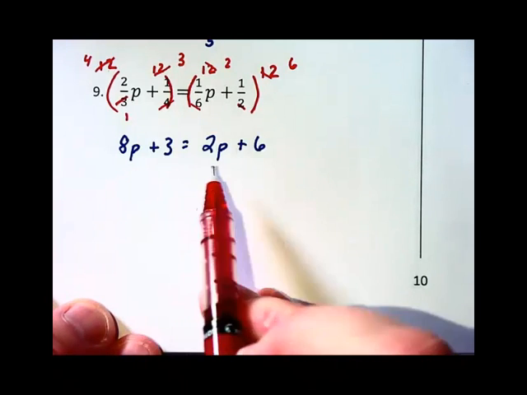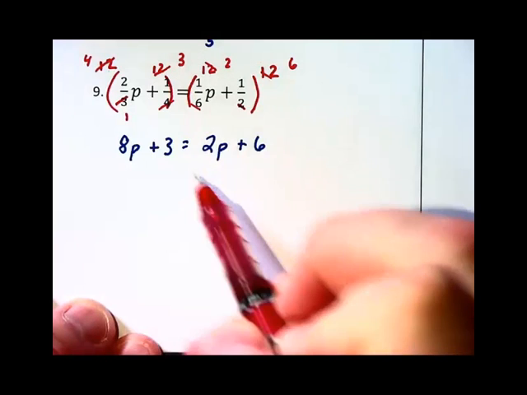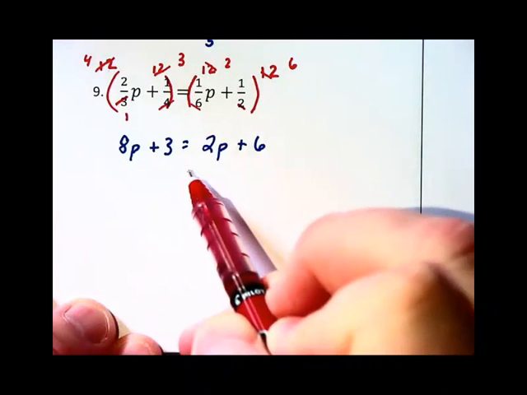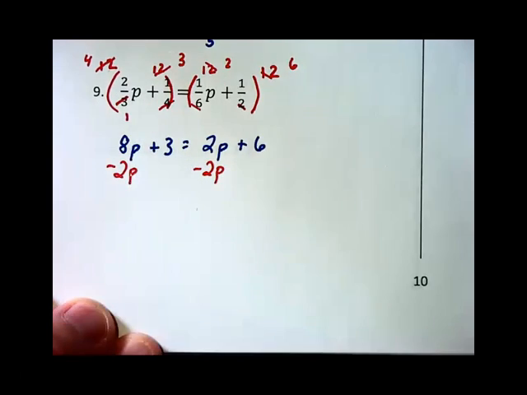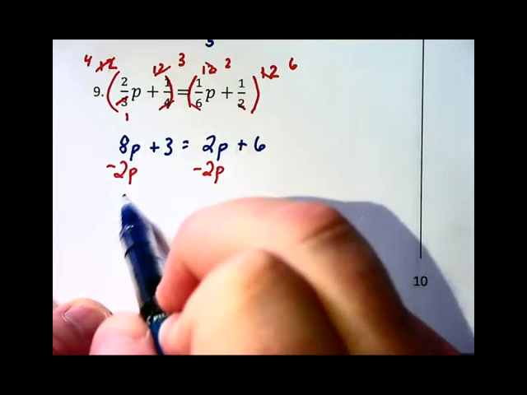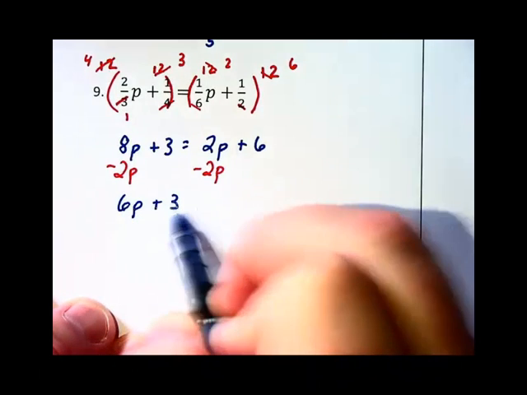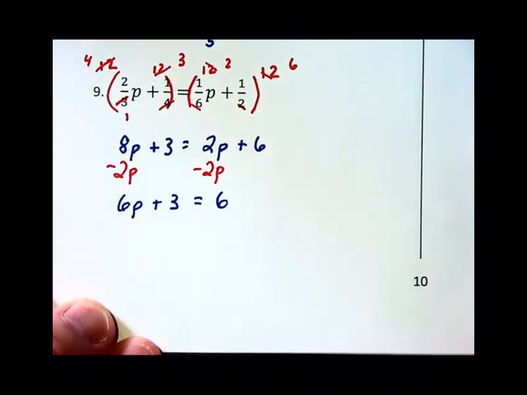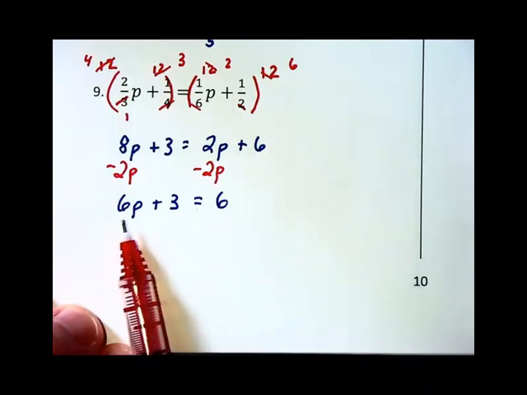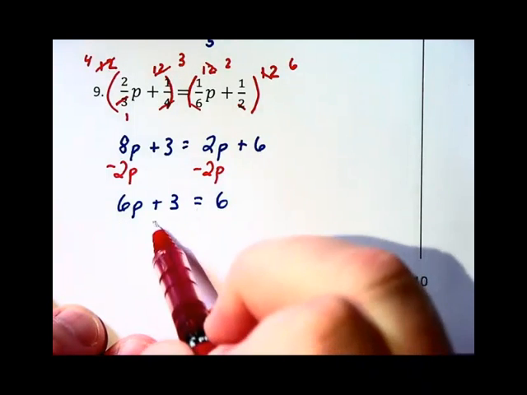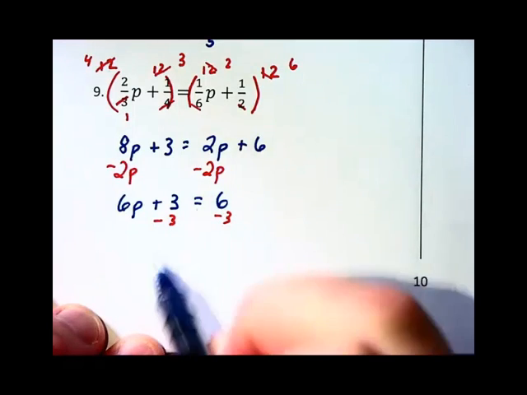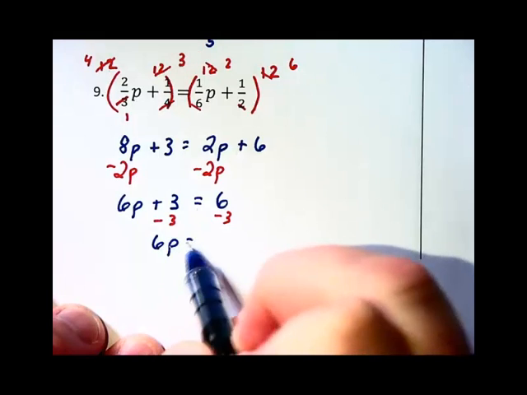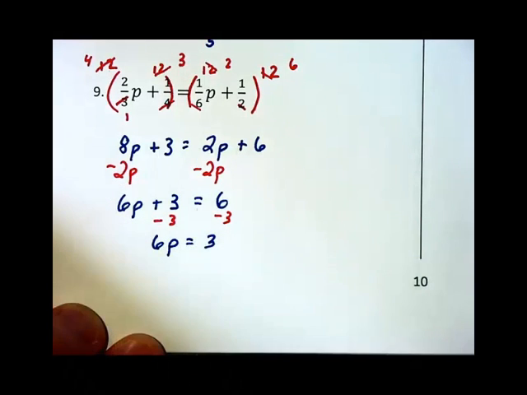Here we now need to get all our variables to one side. We can't solve for p's on both sides, so I'm going to choose to subtract 2p off of each side. This will give us 6p plus 3 equals 6. And now we're solving for p. We see multiplication, we see addition. We undo the addition first. We subtract 3 on each side. We're now going to have 6p on the left equals 3 on the right.